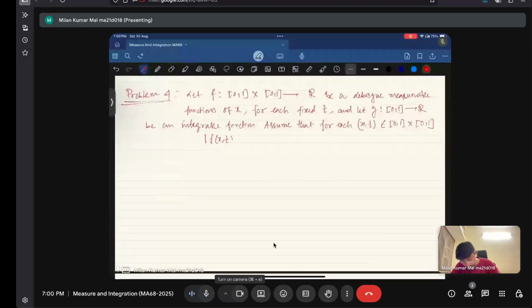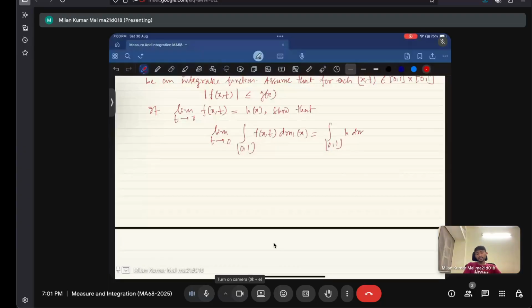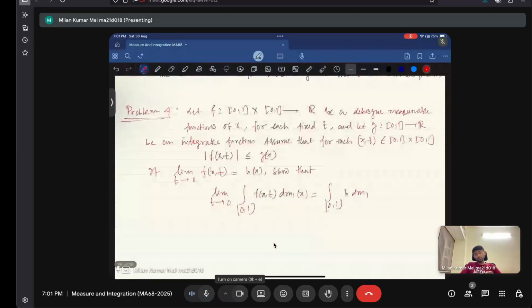mod of f(x,t) is less than or equal to g(x). If limit t tends to 0 of f(x,t) is equal to h(x), so that limit t tends to 0 of integration 0 1 f(x,t) dm1(x) is equal to integration 0 1 h dm1. Okay, so what it says, first of all, is that f is a two variable function.